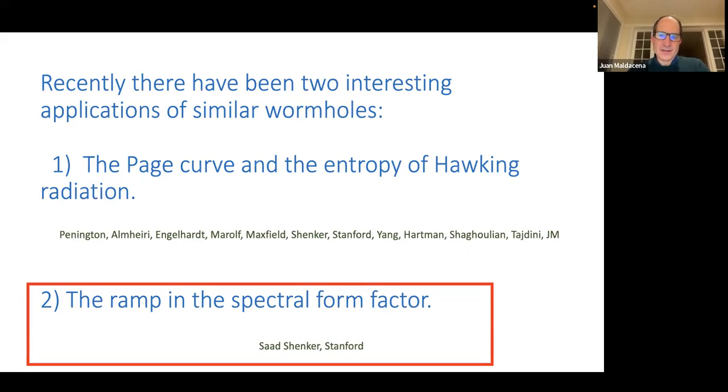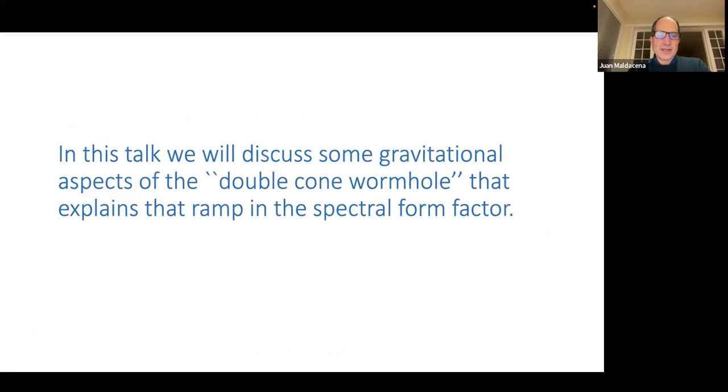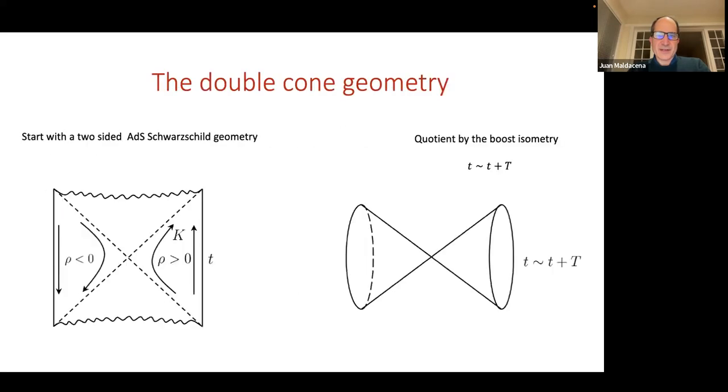It will be about studying some aspects of this wormhole. So I will first review what Saad, Shenker, and Stanford did, and then we'll discuss which issues we are addressing. We'll discuss some gravitational aspects of that double cone wormhole that explains that ramp in the spectral form factor. Now, what is that geometry? That geometry is defined for any Schwarzschild black hole, let's say, for example, an AdS Schwarzschild black hole. I think it should also be defined for a rotating black hole, but we didn't analyze that case in detail.